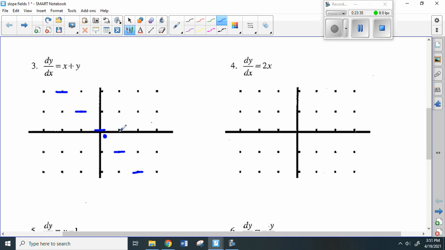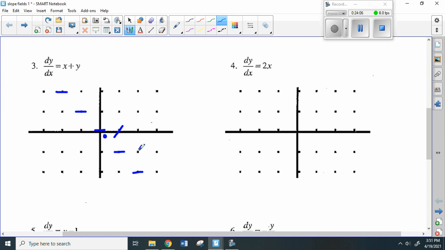If I move over to where x equals 1 but y equals 0, I get a slope of positive 1. And anytime the x's are positive, like positive 2 for x and negative 1 for y, those would also be 1s. That's really steep. Let me erase that one.